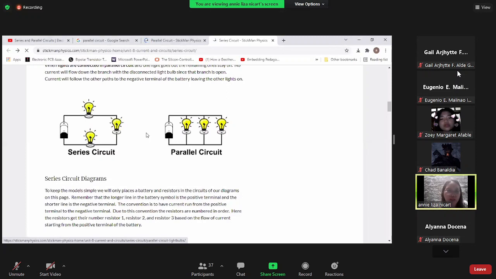So here in series, look, if one bulb is removed, the other two will no longer glow. Whereas here in parallel, if one bulb is removed, the two other bulbs still glow, making them independent. So here they are independent, and here they are dependent.